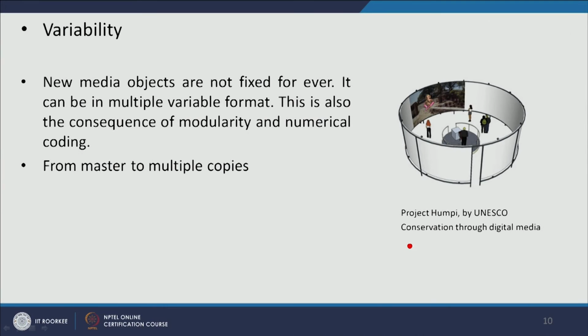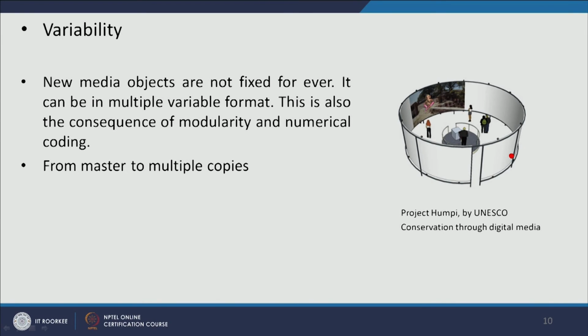So for example, we have this project Hampi, which is created by UNESCO for the conservation of Hampi in India, which is a UNESCO World Heritage Site. Digitally, what UNESCO did was document and photograph Hampi and create a 360-degree panoramic view of Hampi. This project is digitally stored, and they can display it in any form, in a 360-degree panoramic view, in any part of the world.